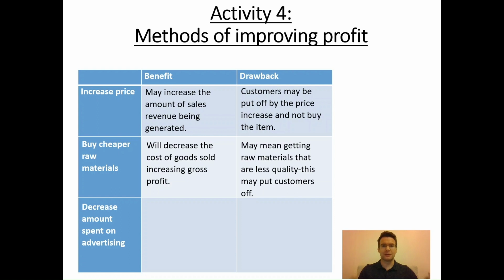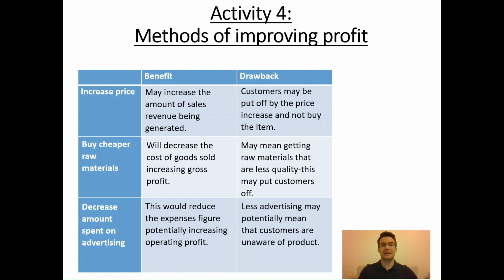Now a third method of improving profit, net profit in particular, would be to decrease the amount spent on advertising and potentially other expenses as well. But when we're looking at advertising, a benefit would reduce the expenses figure, potentially increasing operating profit. However, when you spend less on advertising, less advertising may potentially mean that customers are unaware of the product, which of course may lead to a reduction in sales in the first place. Those are 3 main ones, but you might also have put a couple of other ones.